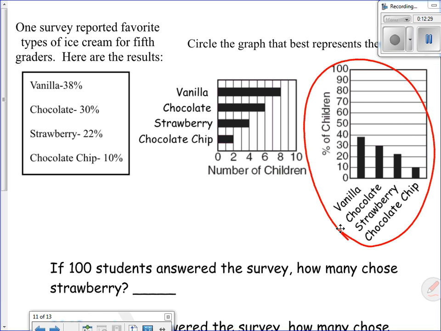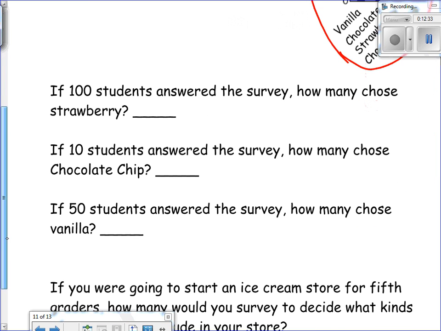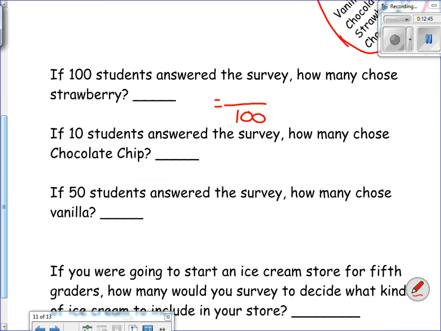We got some problems down here at the bottom, some extra practice from before. If 100 students answered this survey, how many of them chose strawberry? 100 here is my denominator, right? Well, what percent chose strawberry? Strawberry was 22%, so that would be 22 over 100, times 1 times 1 equals 22. So 22 of them chose strawberry.